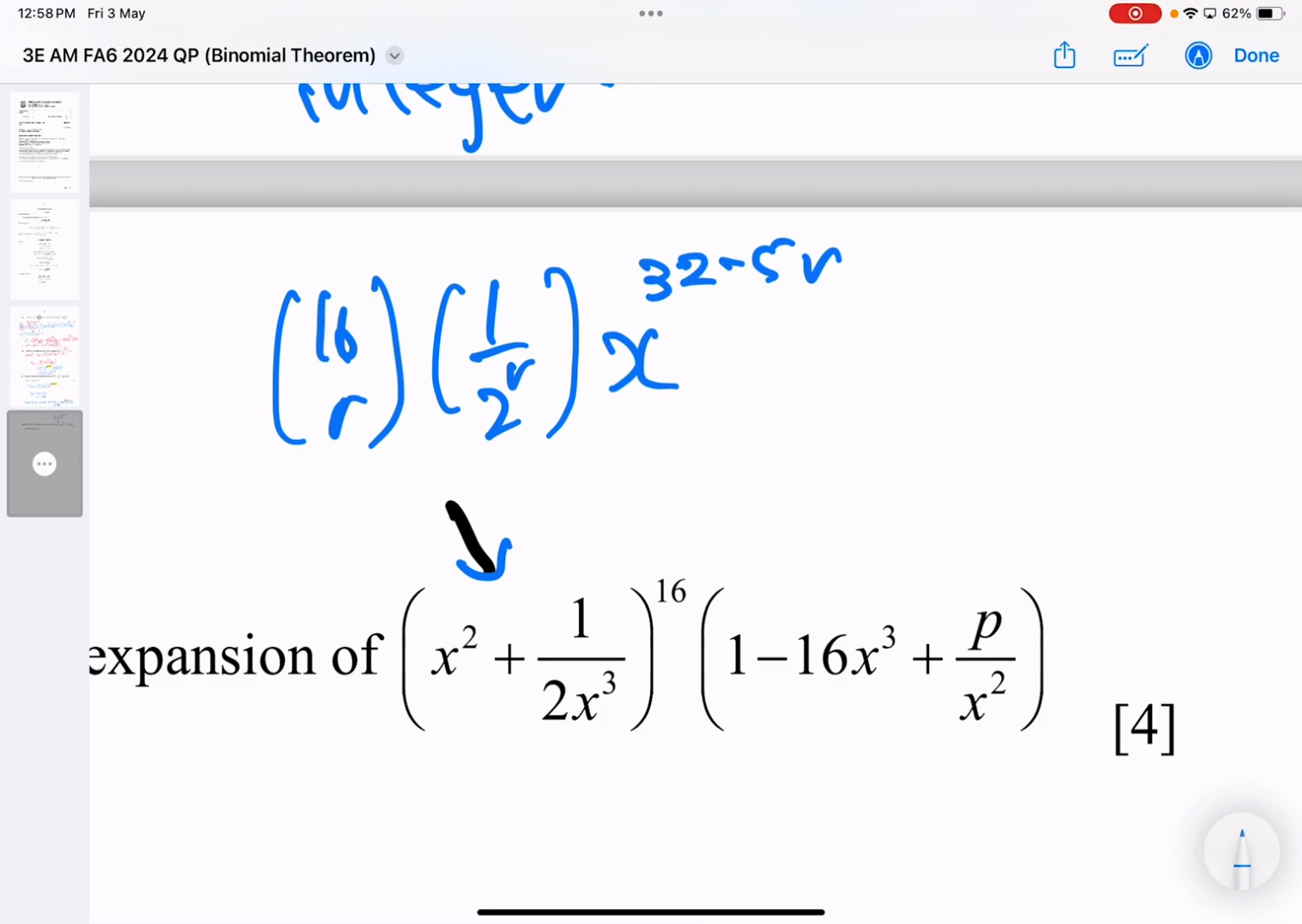Okay? Next, this number over here, is it going to be always positive or is it possible to have a negative number?